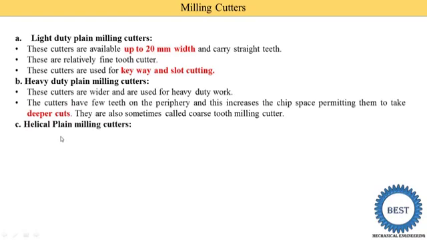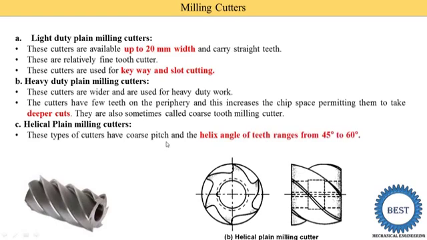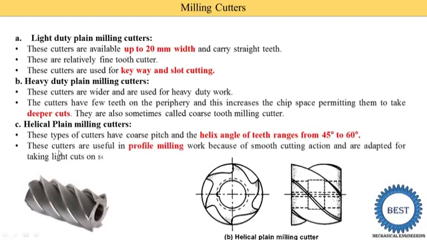Next is the helical plane milling cutter. Here you see the image of the helical plane milling cutter. As we earlier discussed, the cutting edge has a helical shape, that's why it is known as the helical plane milling cutter. This type of cutter has a coarse pitch. Coarse pitch means the distance between two cutting edges is larger, and the helix angle of the teeth ranges from 45 to 60 degrees. These cutters are useful in profile milling work because of smooth cutting action and are adopted for taking light cuts on soft steel or brass.